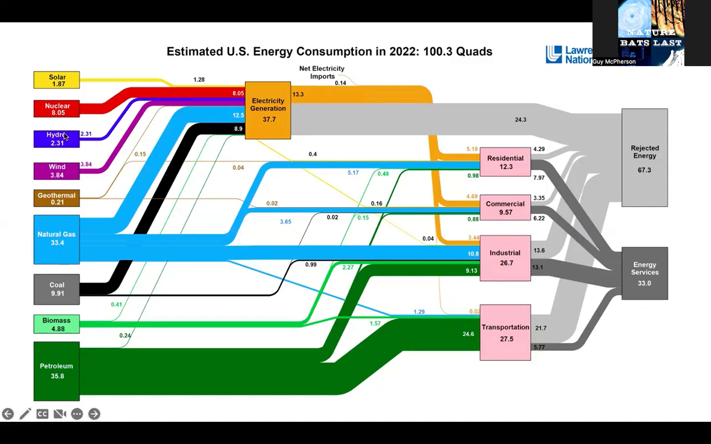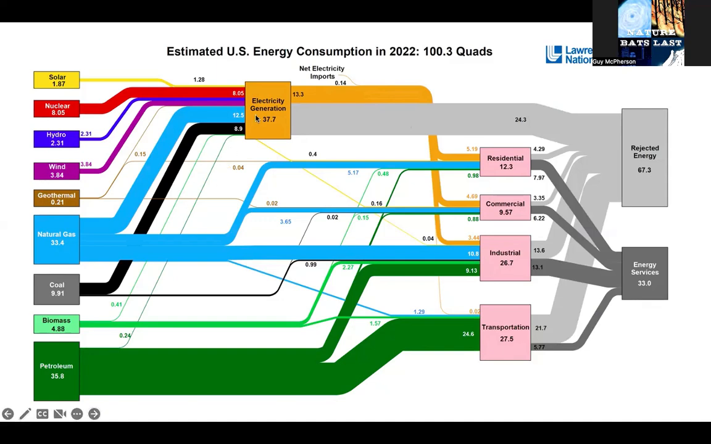Let's start on the left. We now have, and this is from 2021, so it's fairly recent, solar, nuclear, hydroelectric broken out. We have wind broken out. We have geothermal broken out. We have natural gas, coal, biomass broken out, and petroleum. So let's see where these go.